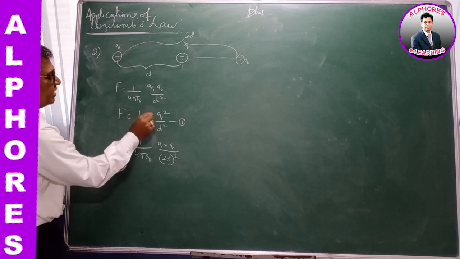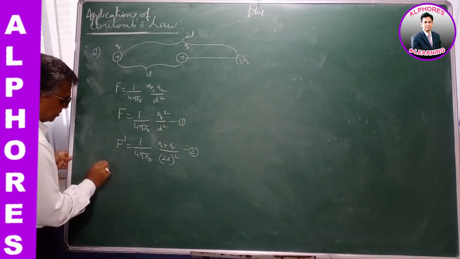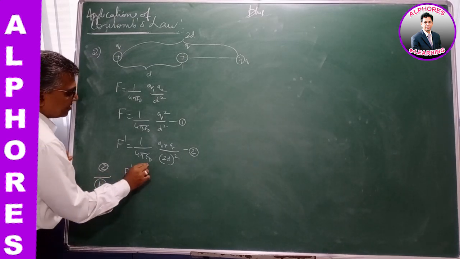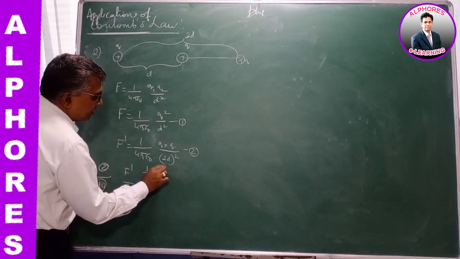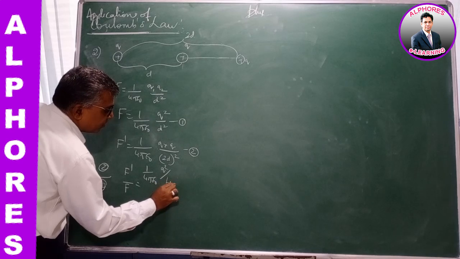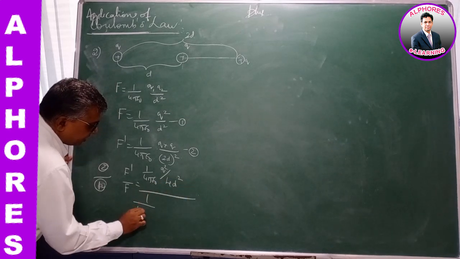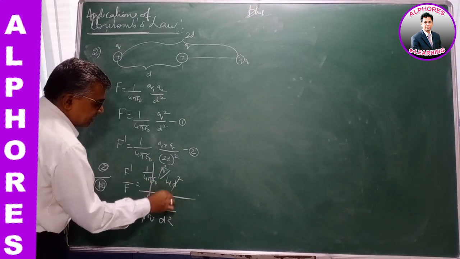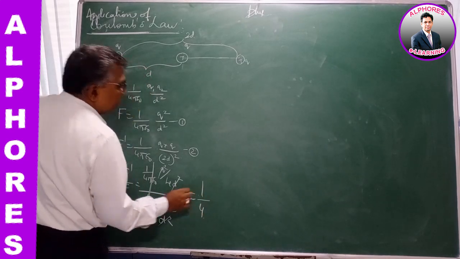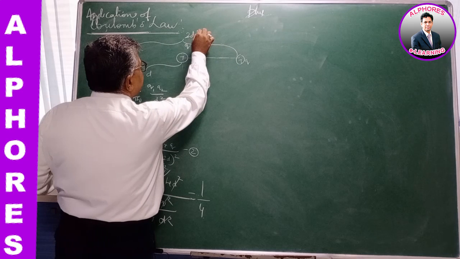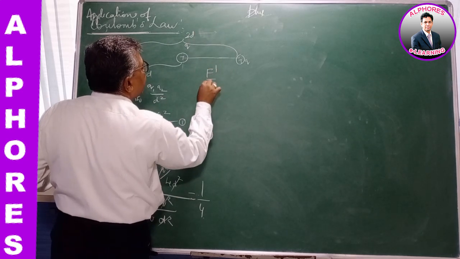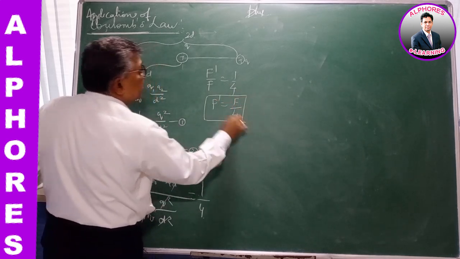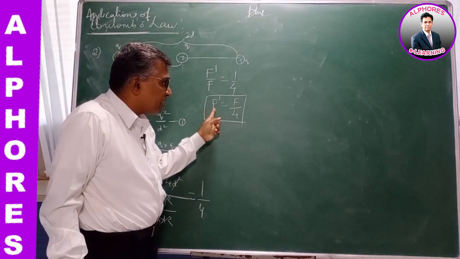So dividing 2 by 1, F dash by F is 1 by 4 pi epsilon naught q square by 2d whole square, which is 4d square, by F is 1 by 4 pi epsilon naught q square by d square. So q square cancels, d square cancels, it is 1 by 4. So the new force when the distance is doubled, F dash by F is 1 by 4. So F dash becomes F by 4. So when the distance is doubled, force becomes F by 4.